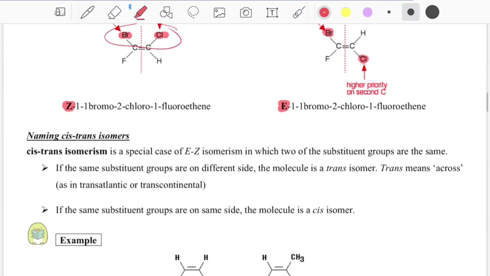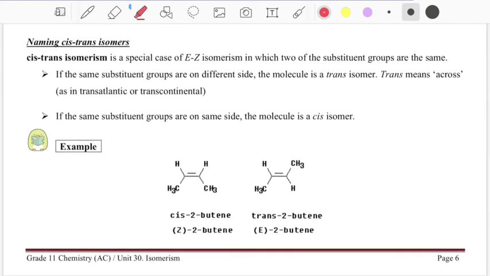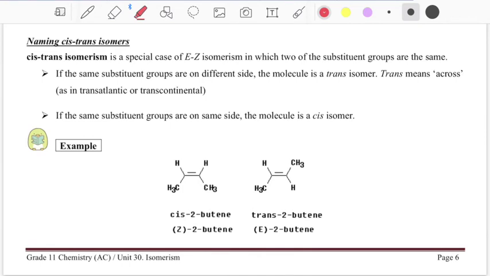And we also have a different naming system. For some of the geometrical isomers, we can also name them as cis-trans isomers. In order to be cis-trans isomers, it must have two of the substituent groups be the same. And you need to note that the two groups must be placed on different sides of the double bond.